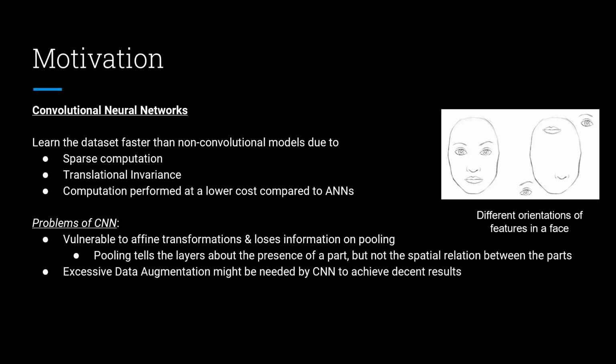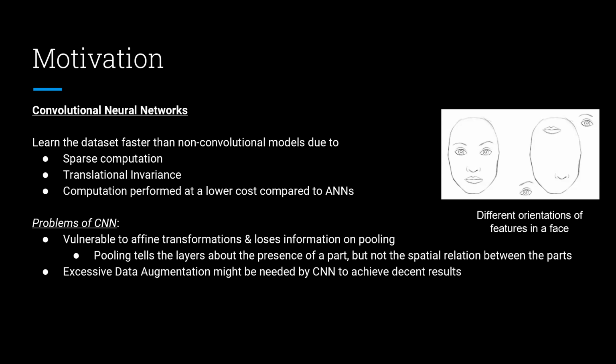So CNNs have the advantage of being very translation invariant, lower computational cost when compared to the ANNs, and it also has sparse computation. But it is very vulnerable to affine transformation, and it also loses information on pooling. Pooling will basically tell you about only the presence or absence of the part. It doesn't tell you about the spatial relationship between the parts.